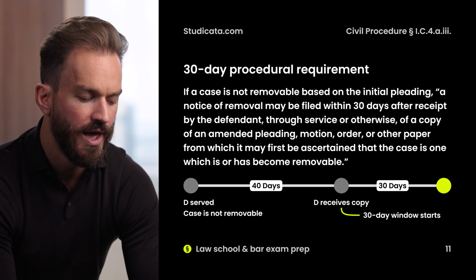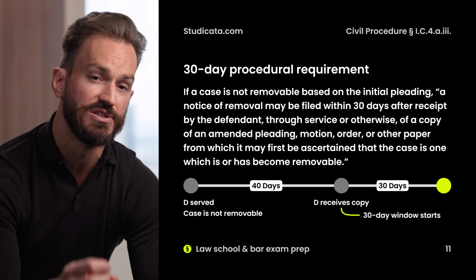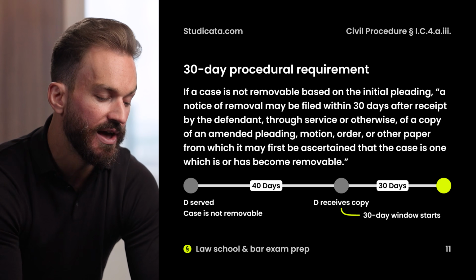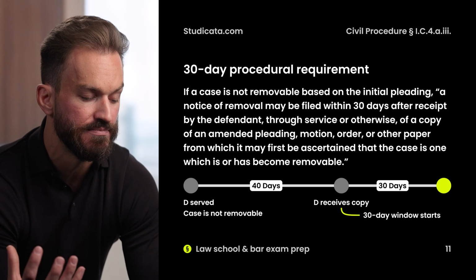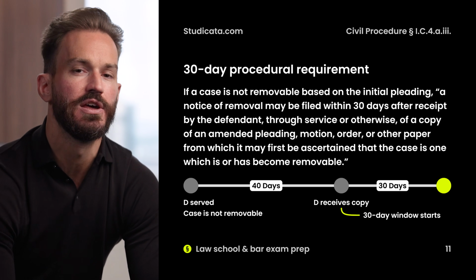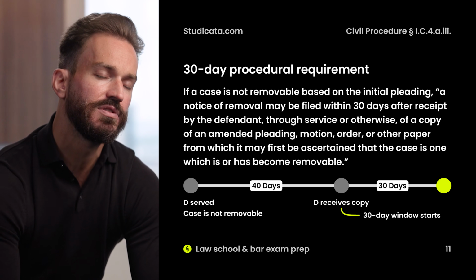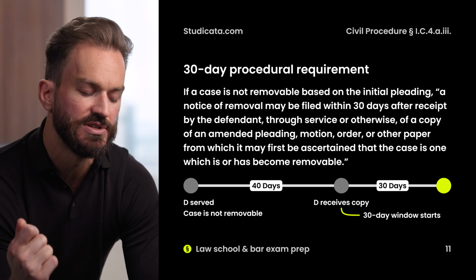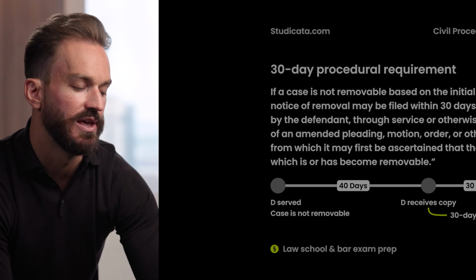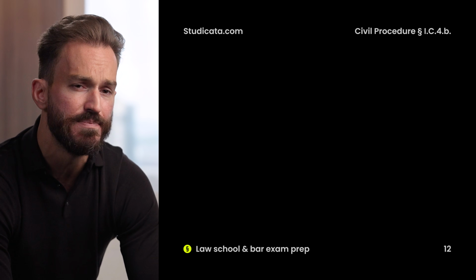So even though 40 days had already passed since the defendant was originally served, because the pleading has been amended and it's now ascertainable that the case is removable, the 30-day window starts from the moment the defendant receives the copy of that amended pleading. If the defendant files his notice of removal within that 30-day window, okay, removal can be timely. Okay, that's the 30-day procedural requirement we need to keep in mind.